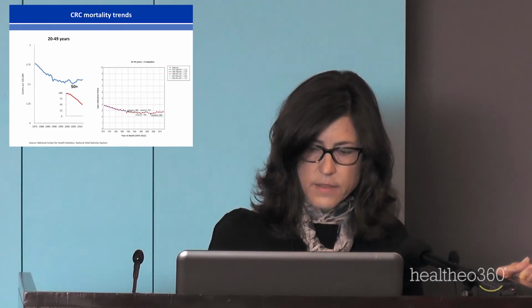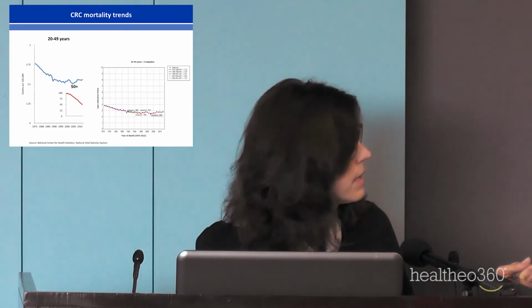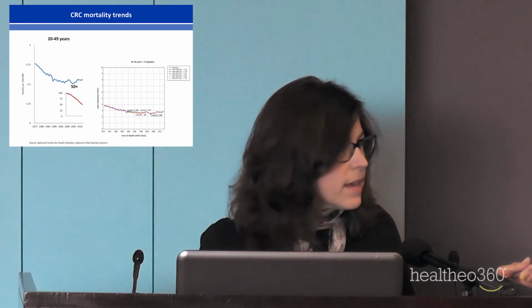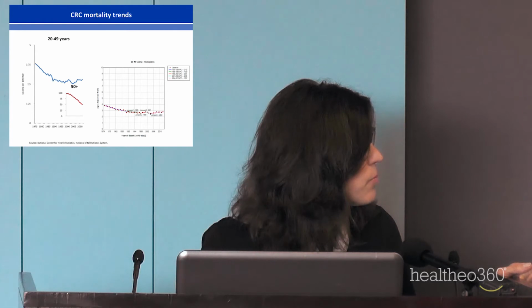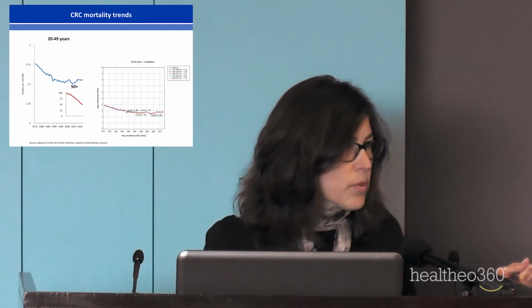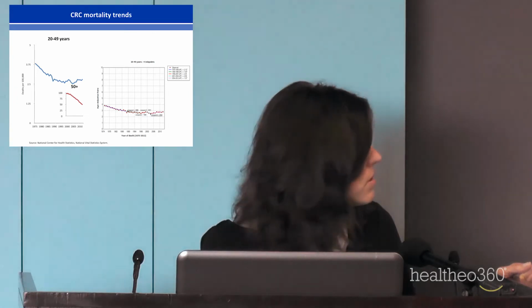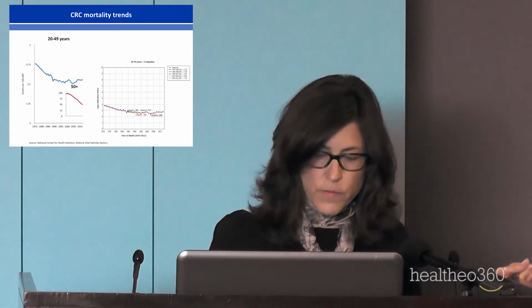And you'll see that death rates were declining until the late 90s and then flattened out, and since 2004 have been increasing by about 1% per year. And this is, of course, in sharp contrast to the rapid declines in people over 50.